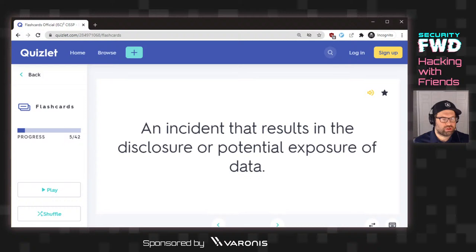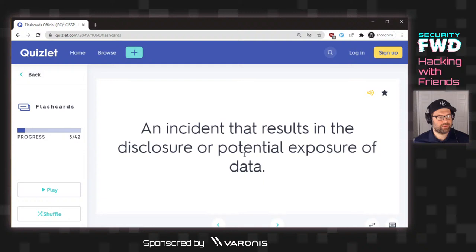All right. An incident that results in the disclosure or potential exposure of data. I think this is just a breach, a data breach. It's interesting that it says potential. A lot of times I think of things like ransomware. Even if a bunch of files are encrypted and then taken out of the network, that's still an exposure of data. Even if the encryption isn't broken, if an attacker gets into your network and goes through all the files on your system, that's a potential exposure, even if it's not yanked out and put up on a BitTorrent site to download all of the files from your company. Still an exposure of data and a breach.